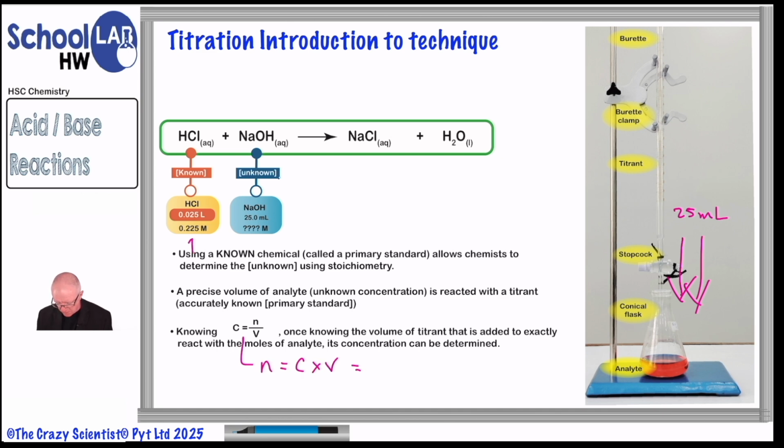And in our sample right there, I know that my concentration is 0.225 molar times the volume, which is 0.025 liters. And that will give me an answer that is the number of moles present. And so that tells me that that's how much number of moles I must have with my sodium hydroxide. And then I can say, okay, I had my volume, and then using that I can work out its concentration.